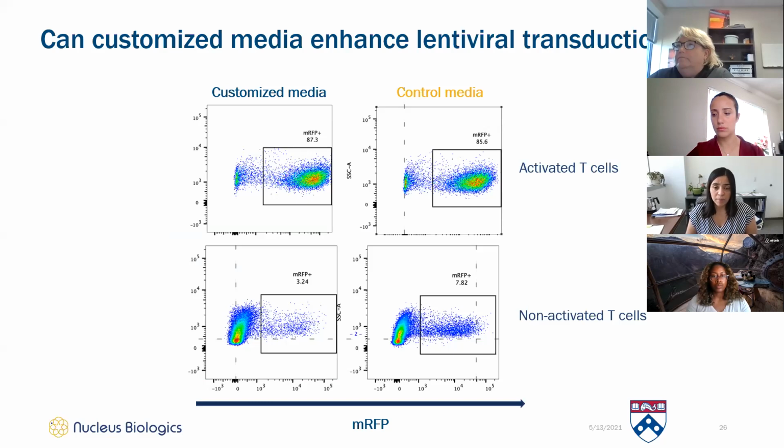On the bottom graph, in the non-activated T cells, these are only T cells, not CAR T cells, sorry, and then there is the lentivirus MRFP. We actually noticed that the transduction efficiency in the customized media is lower than in the control media. This is important, and it's a great result for me, because it shows that the factors that I picked are not optimized for this specific process. So I have to explore more factors to see how I can boost gene transduction in the non-activated T cells. Next slide, please.